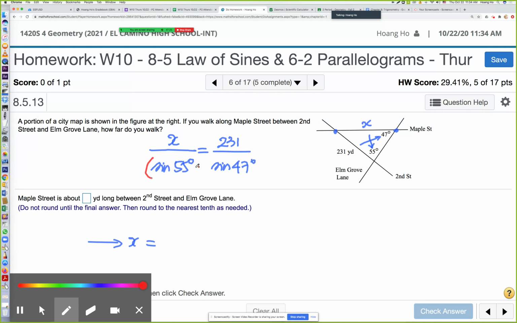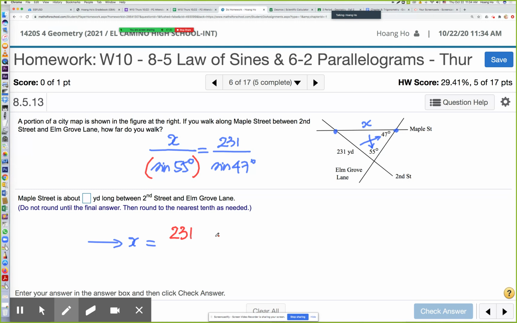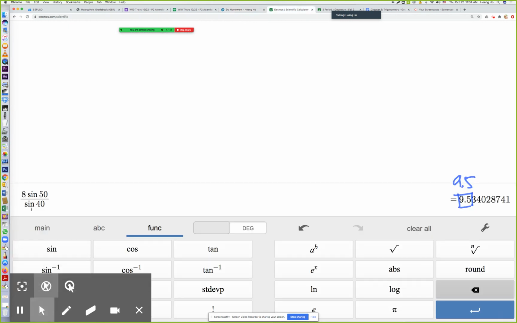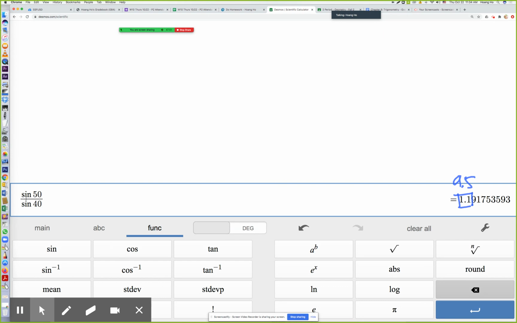So you want to solve for x? You don't want sine 55 degree over here. Make sure you cross to the right side. So 231 times sine 55 degree over sine 47 degree. So let's go over here. All I need to do is change this to 231. The angle is 55 and 47. So 55 over here, and then 47, and then I'm done.